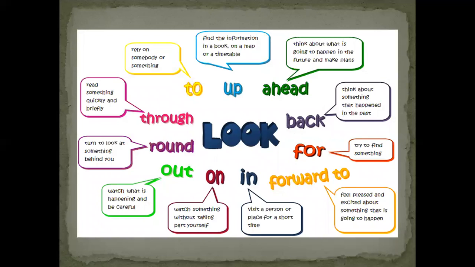Okay, now look, a very interesting structure of different phrasal verbs, only with one verb, and the verb is look. It means that with one verb we can make a lot of different phrasal verbs. Look up, look ahead, look back, look for, look forward to, look in, look on, look out, look around, and look through. Now with each different word, a different phrasal verb is made up, and that different phrasal verb definitely has a different meaning.